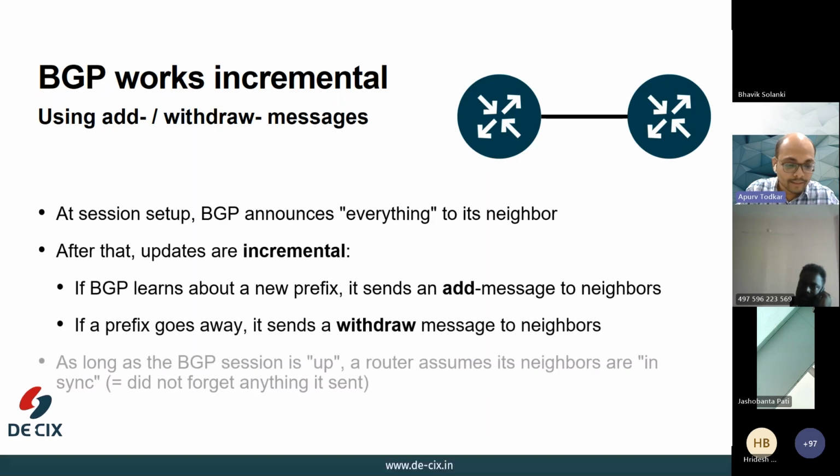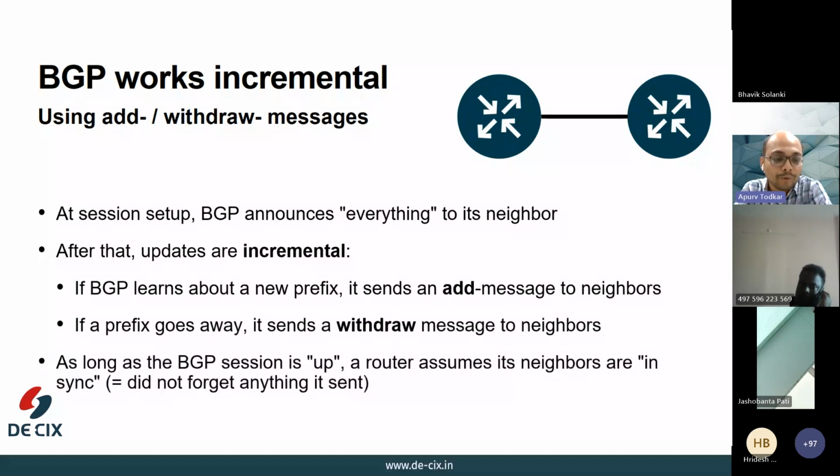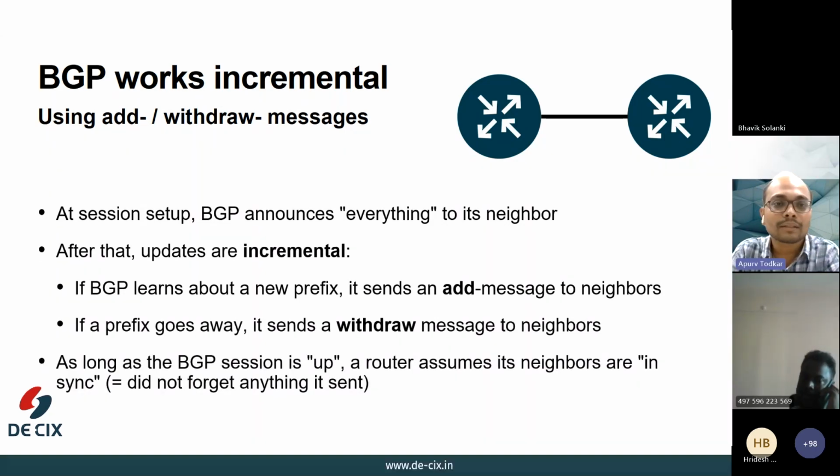So moving on to the next slide. You can see that BGP works incrementally. It uses add messages and withdraw messages to update its neighbor. When a BGP session is established for the first time, the BGP speaker sends everything it knows or is configured to announce to its neighbor. This is called the full table, and this only happens once. After that, all the updates are incremental.